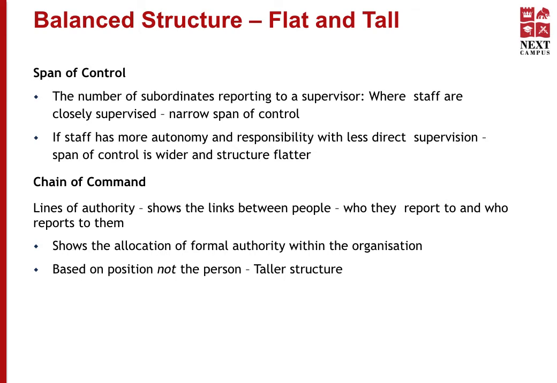The chain of command defines the lines of authority. It shows the links between people, who they report to and who reports to them. It also shows the allocation of formal authority within the organization. When the authority is based on position, not the person, then it is a company with a tall structure.